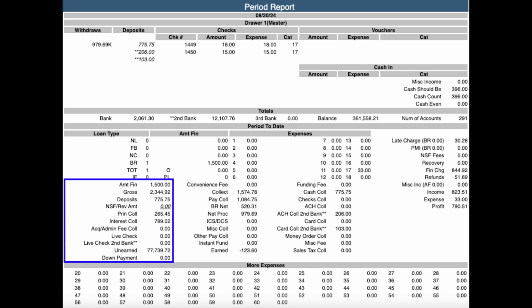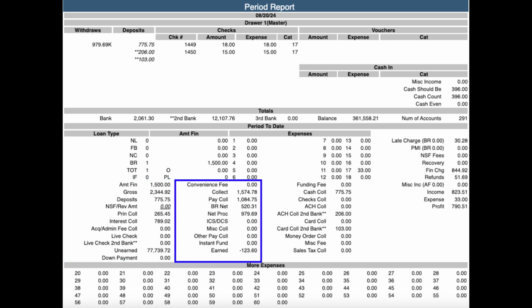Live check: total amount of loans made by live checks. Live check second bank: current bank balance of the live check banking account. Unearned: unearned interest calculated for the period of time at closing. Down payment: a down payment on a retail installment loan.